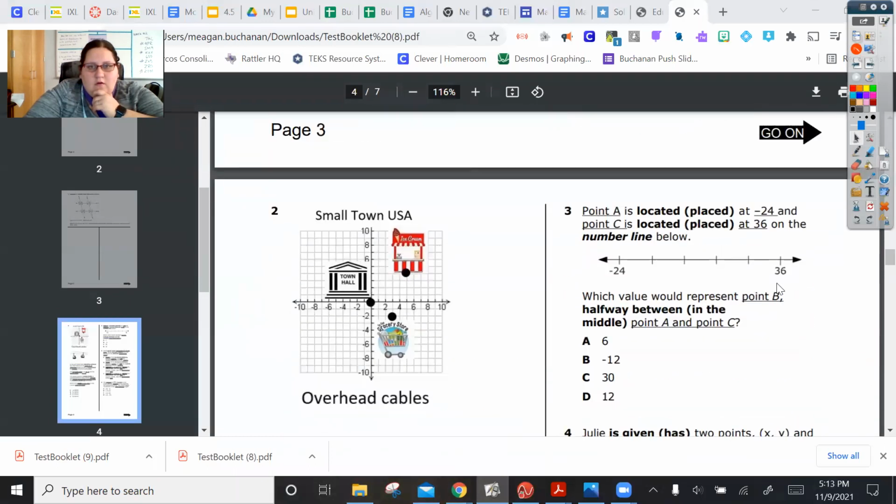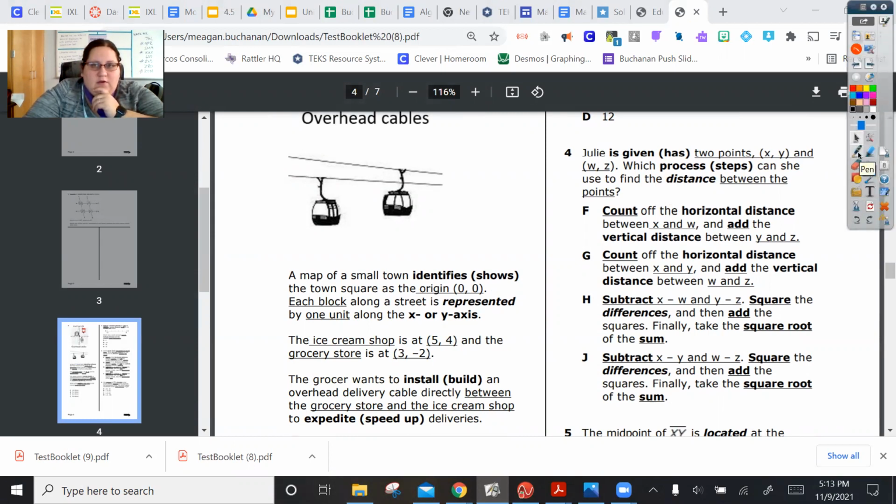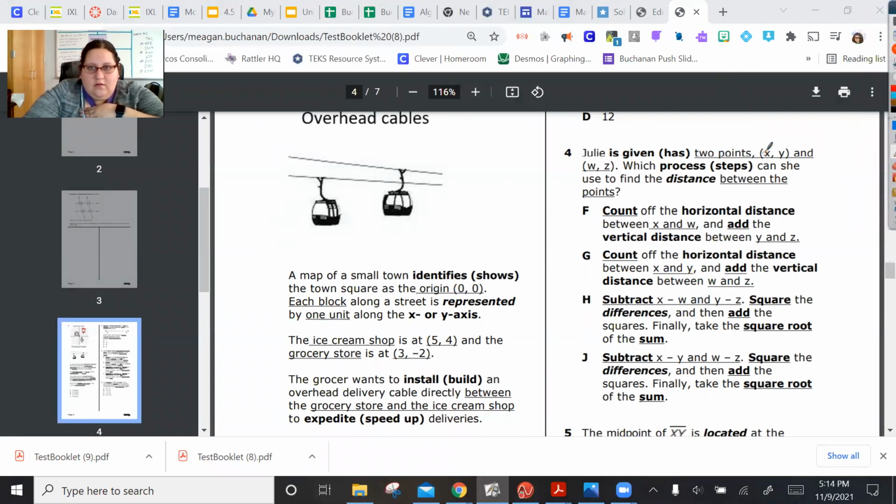Move on to number 4. Julie is given 2 points, x and y and z. Which steps can be used to find the distance between the points? So to find the distance between the points, we're going to find our x's and our y's. So we're going to find x minus, or it doesn't matter which way you do it because we're going to square it.